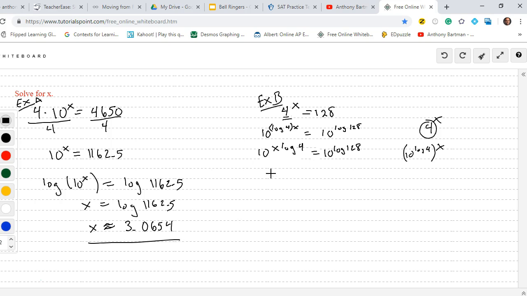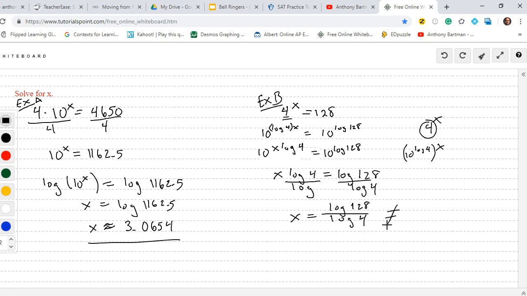So that means we could really write this as, since the bases are the same, x log 4 equals log 128, right? So now if I want to solve for x, divide by log 4, which is just a number, and we end up with x equals log 128 divided by log 4.